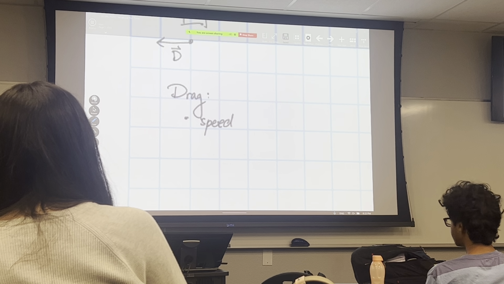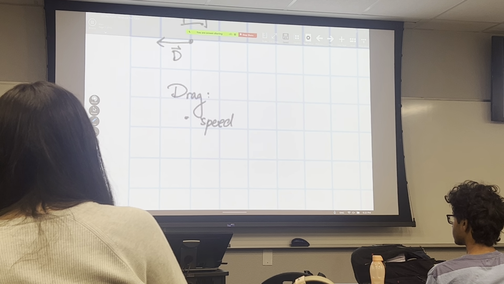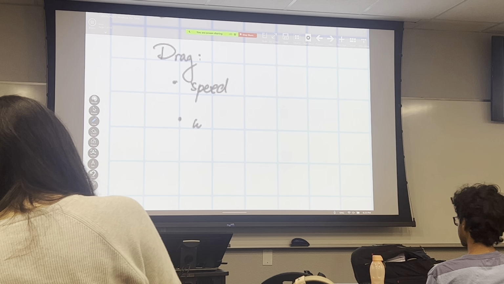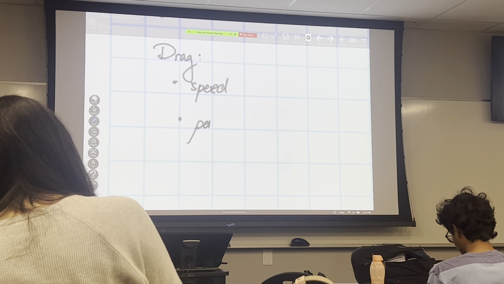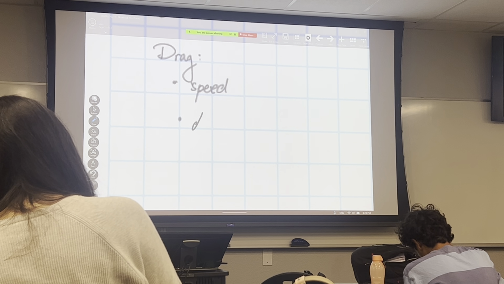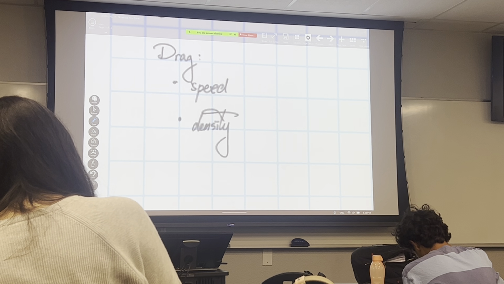But what else would affect drag? Air composition? Yes, we'll say density of the fluid. If you're moving through, in which medium is it easier to run? Water or air? Right, air is much easier, partly because of the density, so the density of the fluid matters. Anything else?